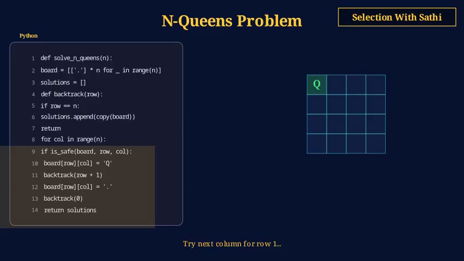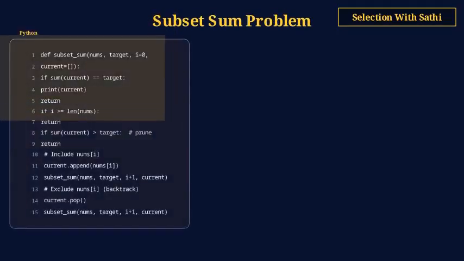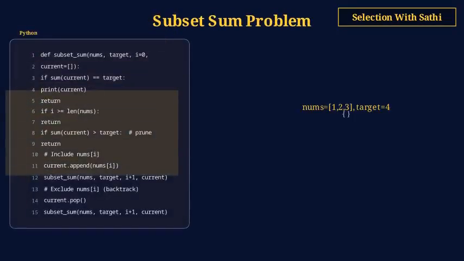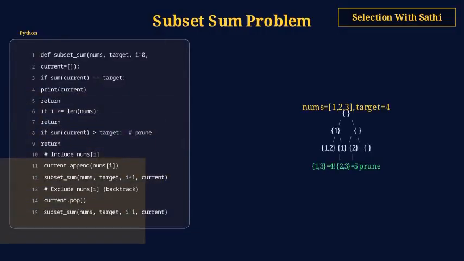For example, in n-queens, checking row, column, and diagonals before placing a queen prunes the vast majority of the search space. The n-queens problem asks us to place n queens on an n by n chessboard so that no two queens attack each other. Queens attack along rows, columns, and diagonals. We place one queen per row, trying each column.